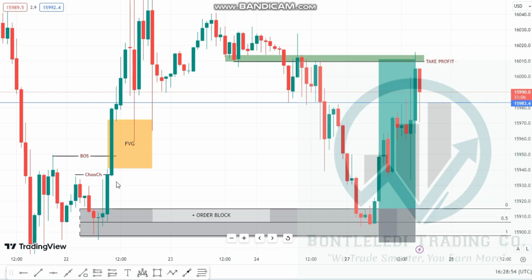What happened over here? Remember, I look for the order block, and then I look for the break of structure, and after looking for the break of structure, I look for the fair value gap, and that's when I'm going to be looking for a trade setup, right? So it did that. I marked all of those things.